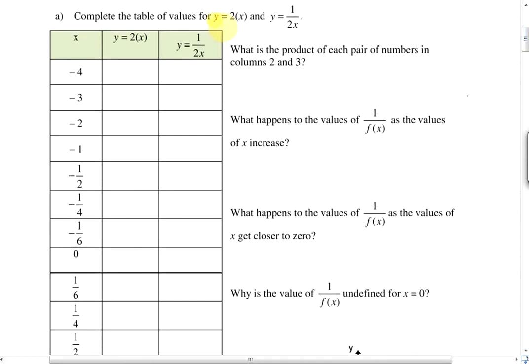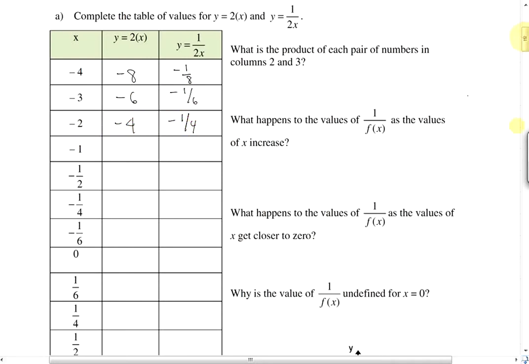Our function is y equals 2x, and our reciprocal of that is y equals 1 over 2x. So we'll start by plugging in x equals -4, so y equals 2 times -4, and we get -8. And then we get y equals 1 over 2 times -4, which will give us -1 over 8. And when x is -3, we get -6 and -1 over 6. And -2 gets plugged in, we get -4 and -1 over 4.